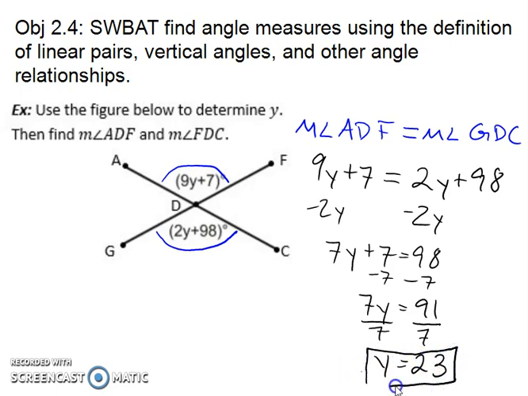Let me make sure that that's what they asked for. They said, yes, determine y, but then they asked for additional things. So they said, find the measure of angle ADF. So let's see. Measure of angle ADF is equal to 9y plus 7. So that's 9 times 23 plus 7.